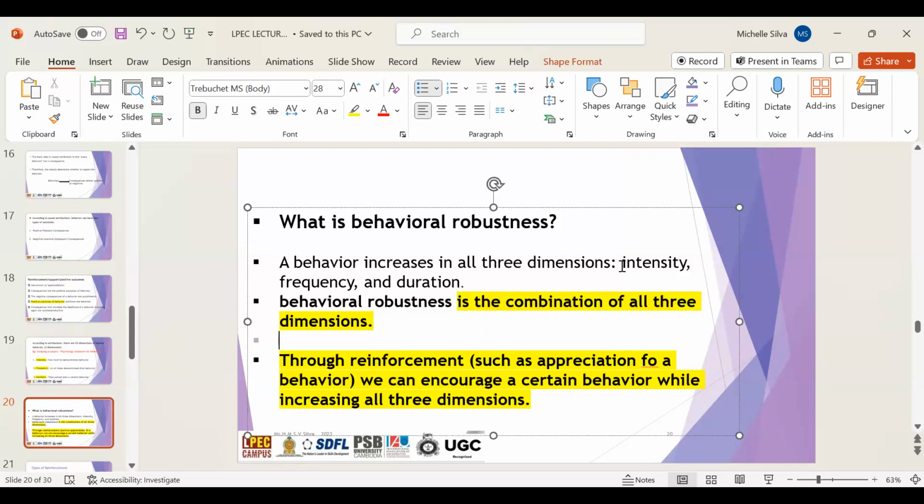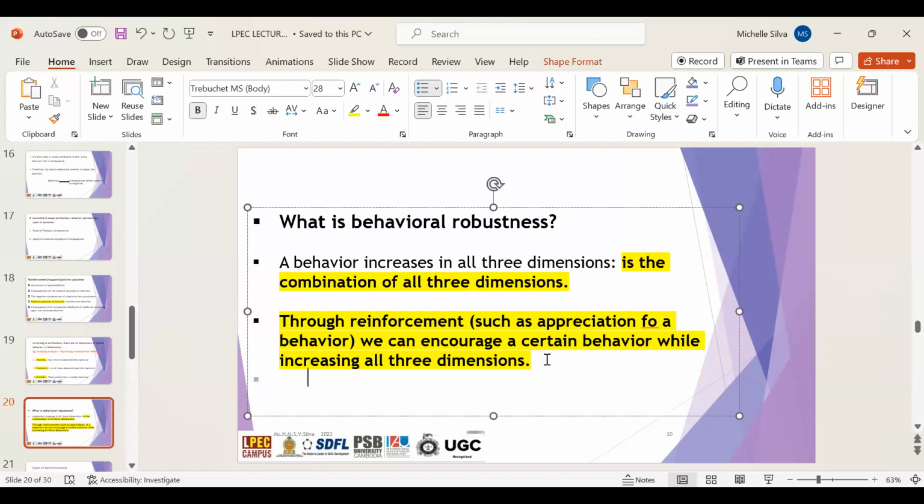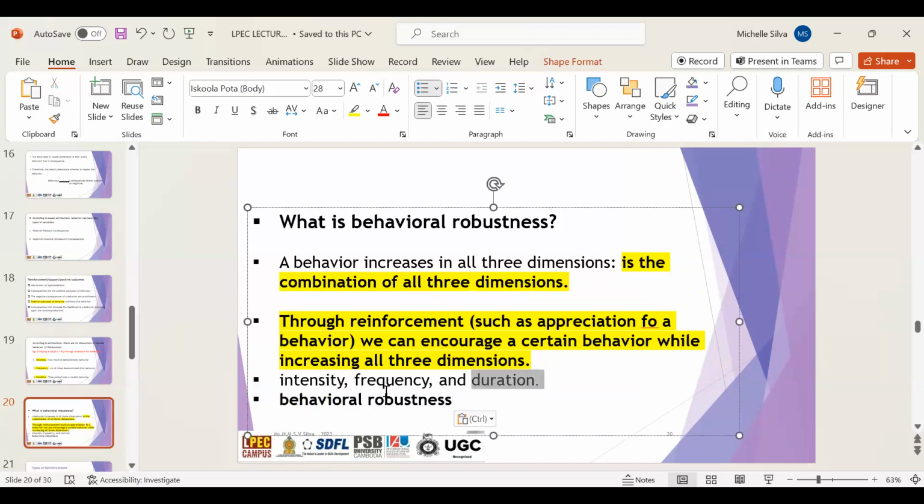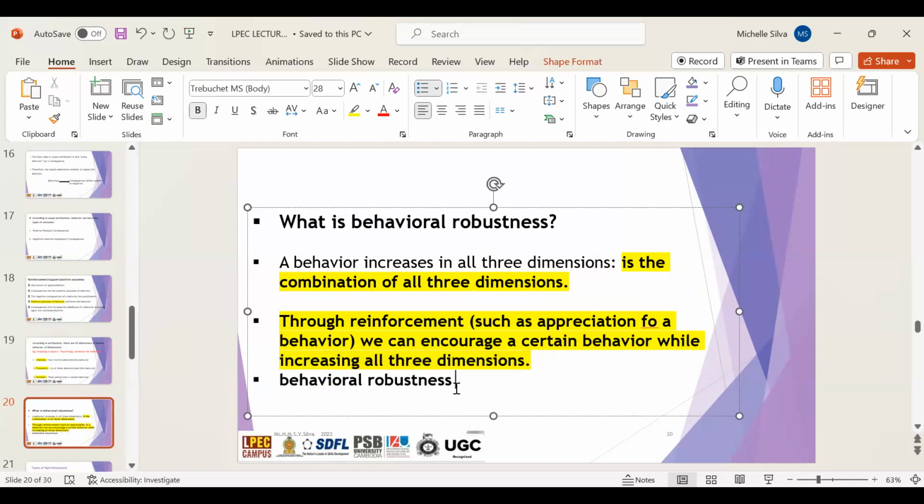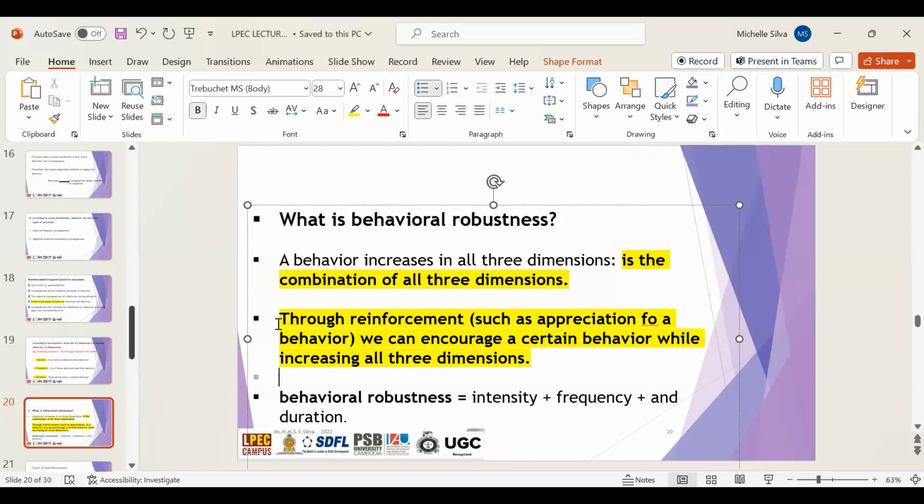Simply we can tell that behavioral robustness equals intensity plus frequency plus duration. So this is the behavioral robustness.